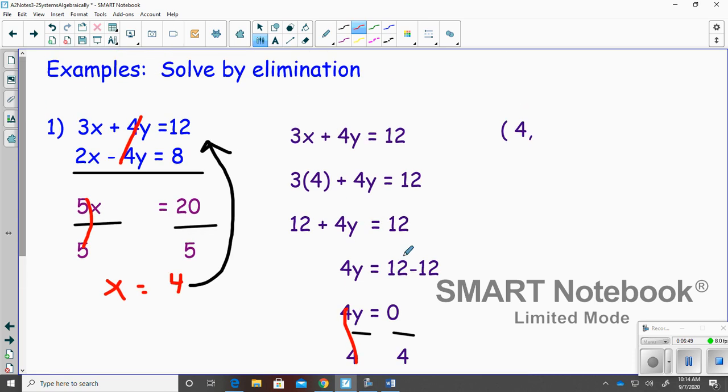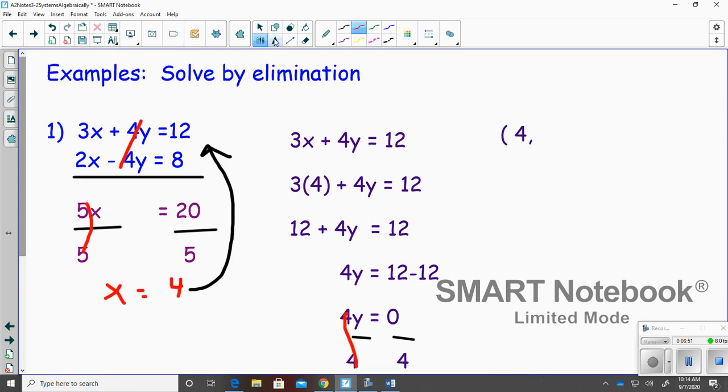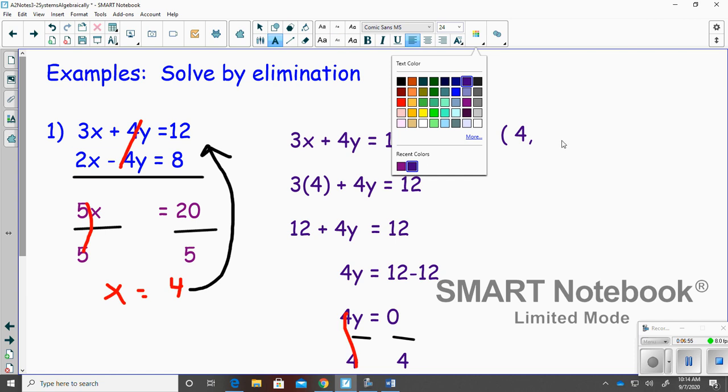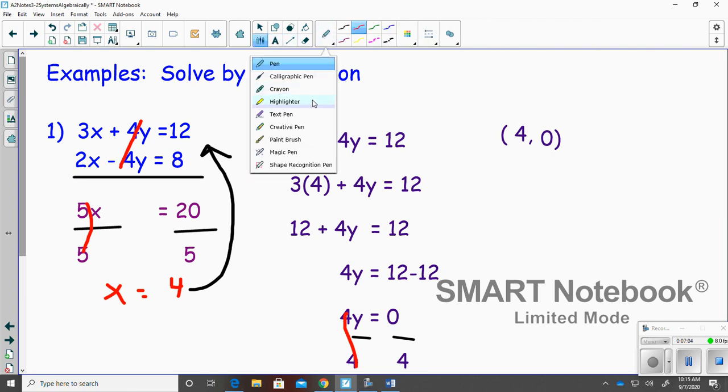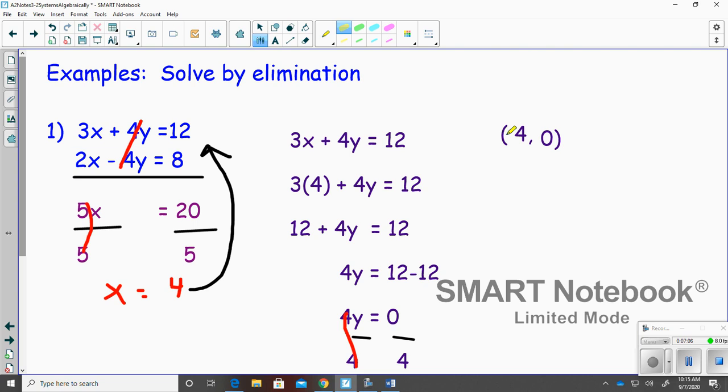And so then I'll come back up here and record my answer in ordered pair form. And so the final solution is (4, 0). And so again, to try to connect it back to what you were just learning in the last section, this problem right here is a system. It has 2 equations with 2 variables.